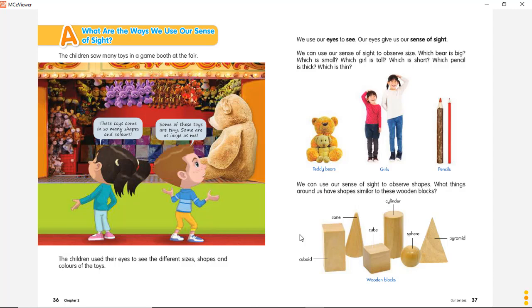So today we are going to learn about science on chapter 2 part A. That is about what are the ways we use our sense of sight. Before we start our lesson, let's say Basmalah. Bismillahirrahmanirrahim. So now open your book on page 36.